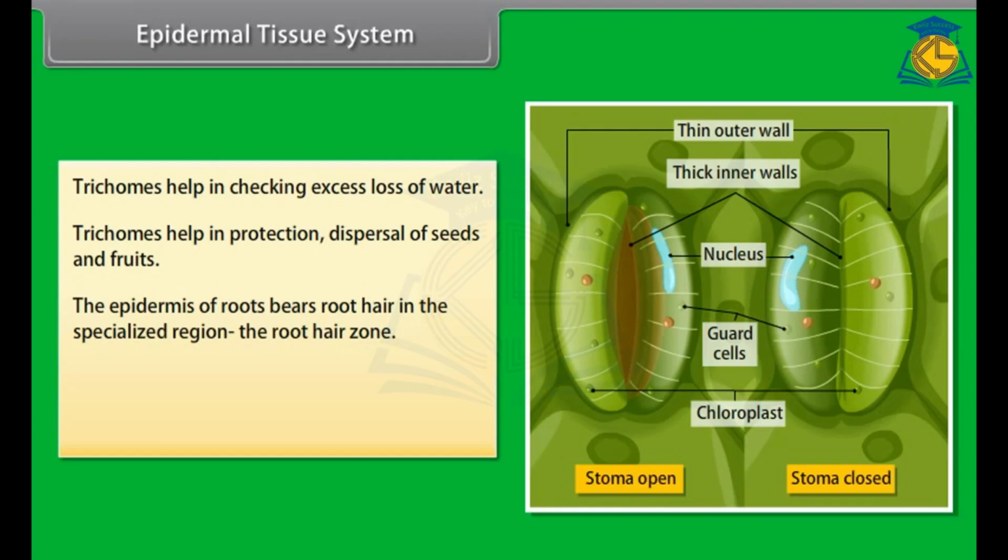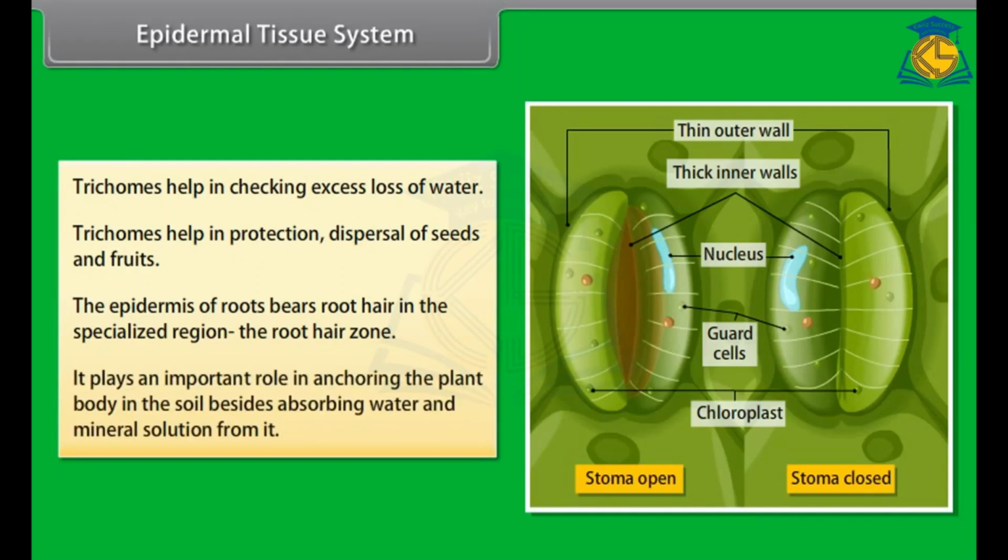The epidermis of roots bears root hairs in the specialized region, the root hair zone. It plays an important role in anchoring the plant body in the soil besides absorbing water and mineral solution from it. The ground tissue system.